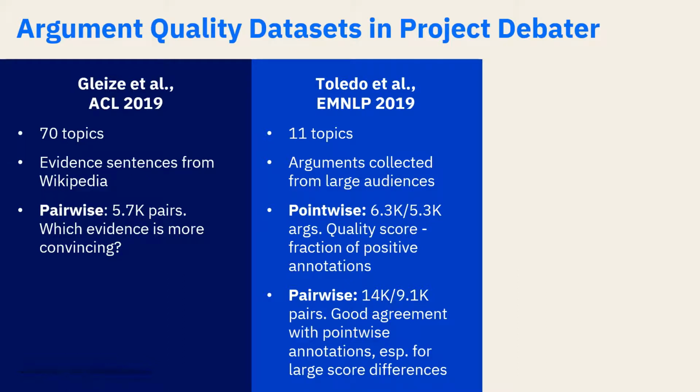The dataset also contains 14,000 pairwise annotations, 9,100 after cleansing. They show good agreement between pointwise and pairwise annotations, especially when the pointwise score differences are large.